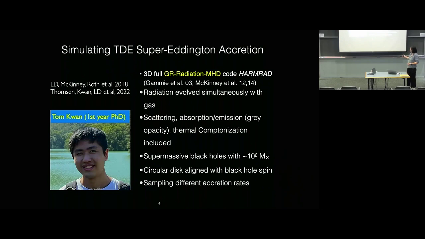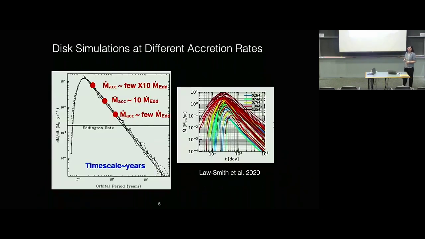We have a tilted disk here, and in particular in the later study here, I want to mention my student Tom Kwan, a PhD student who has been running simulations sampling different accretion rates. And the reason we want to do these simulations at different Eddington ratios is because we want to use them to study the evolution of TDEs.